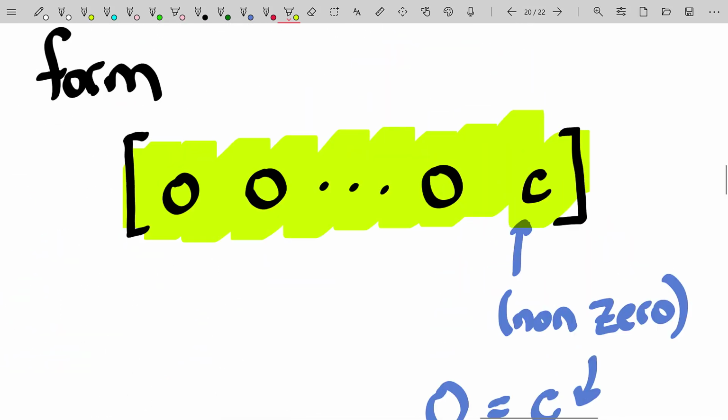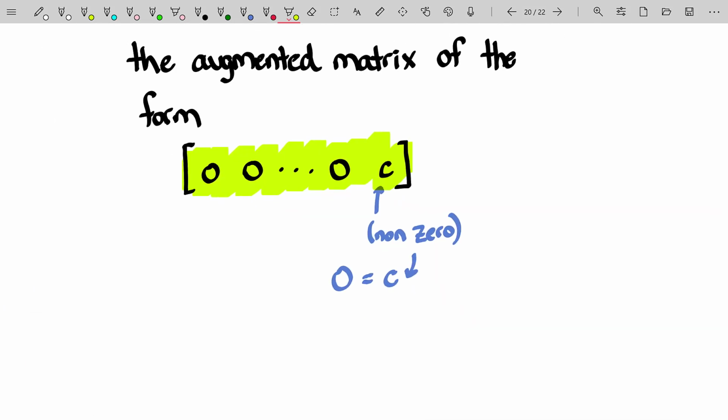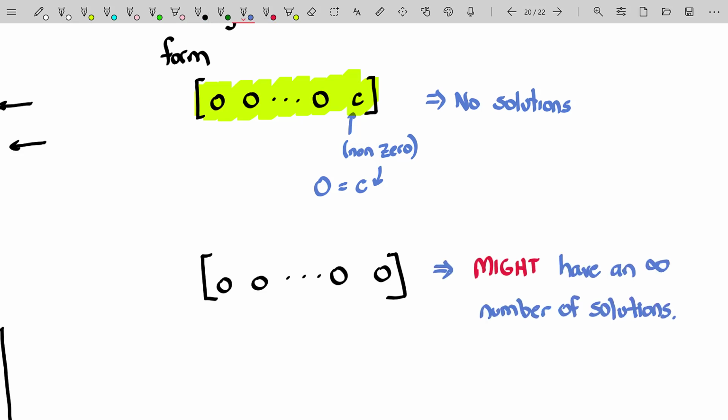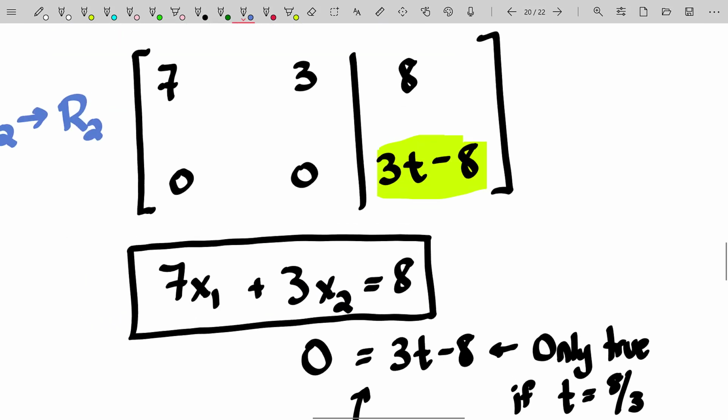If you have a row of this form right here, then there are no solutions because obviously 0 cannot equal a non-zero value. And if we have a row of the form 0, 0, and so on, all the way through that row to 0 at the end, we might have an infinite number of solutions. Now I know what you're thinking. Wait a second. We've just shown that if that bottom right element in this augmented matrix is 0, this underlying system has an infinite number of solutions. But that was only this underlying system.